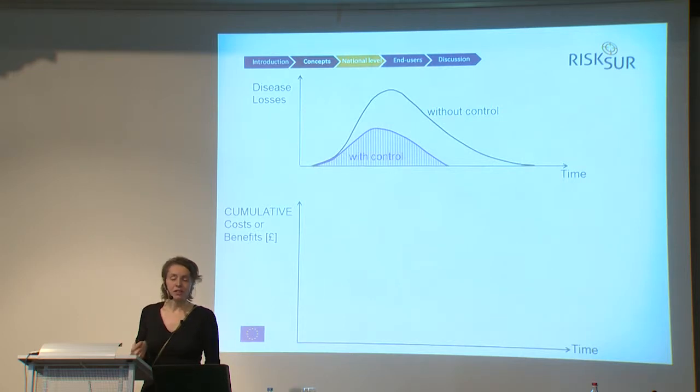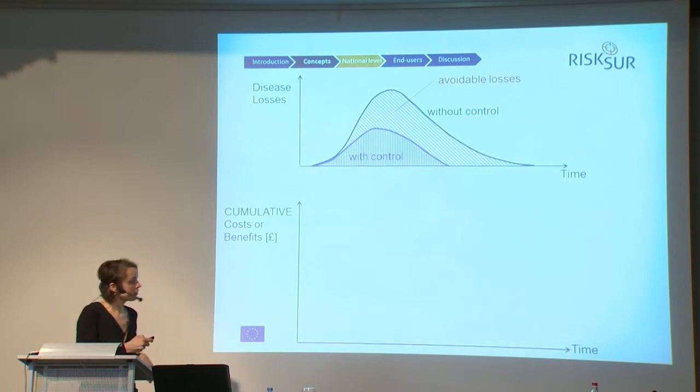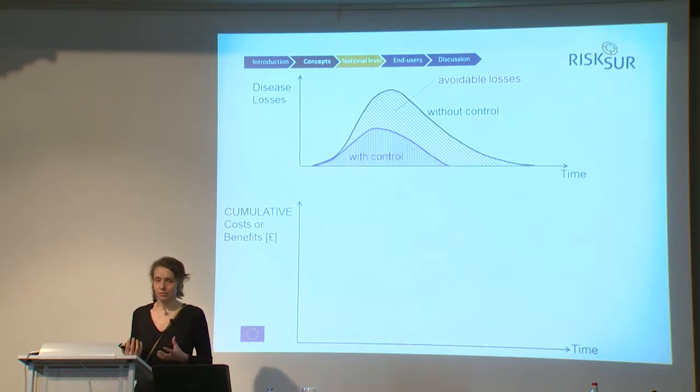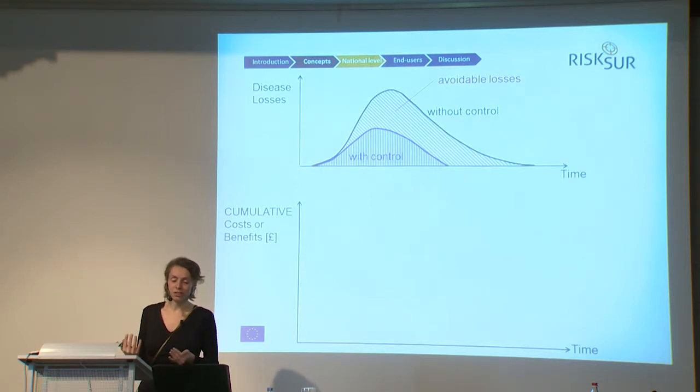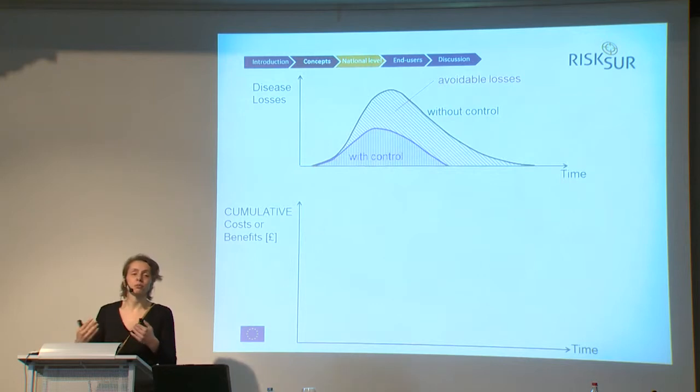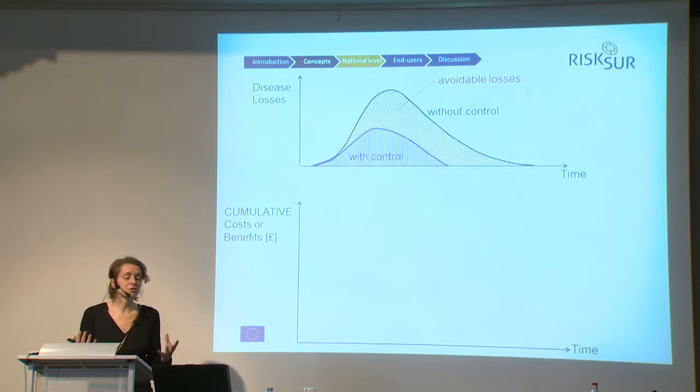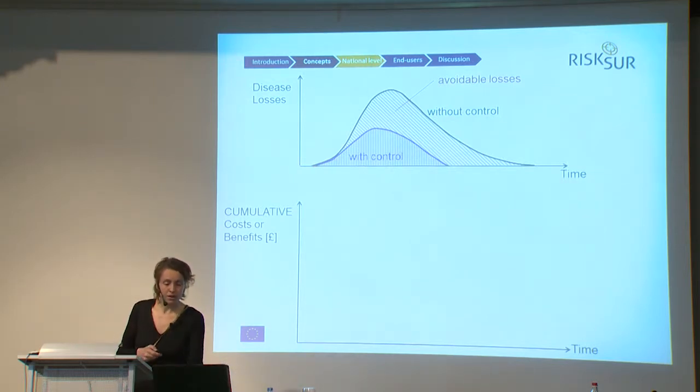And now we are interested in the amount of the losses that we can avoid. That would be the area between two curves, this red area where we see the avoidable losses. And that is something that often gets forgotten, that even if we have control, we may still have some losses. So we're interested in the amount of the losses that we can reduce.